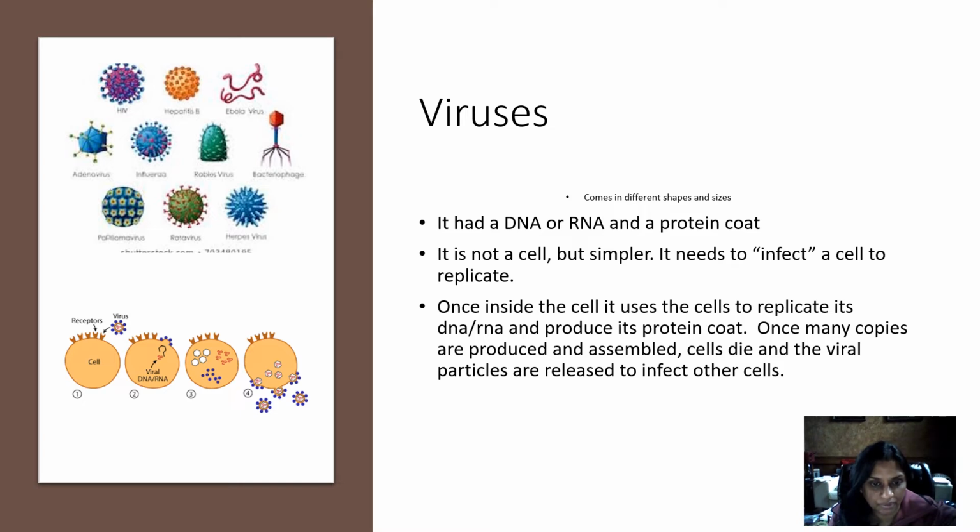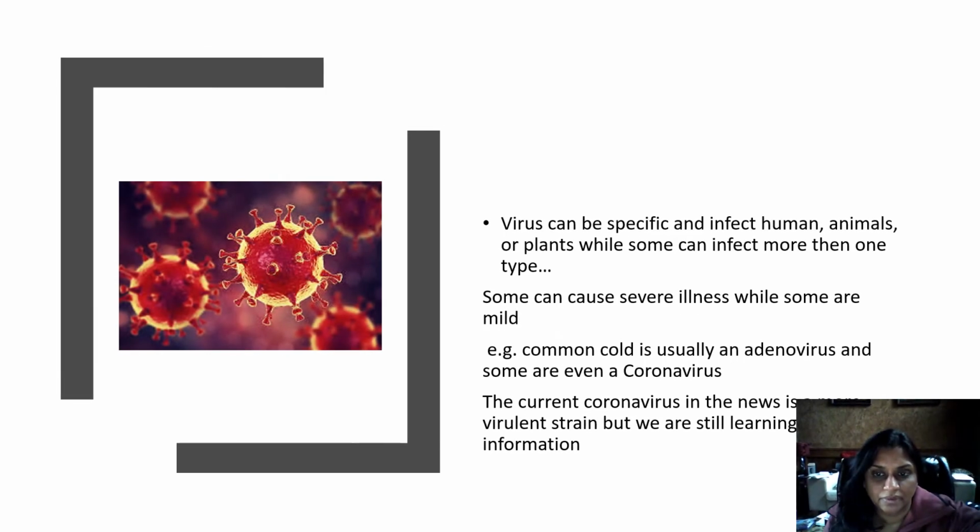In the case of a cold virus or the coronavirus, for example, some of the particles will be released when the person sneezes or coughs into airborne droplets. Now, a virus can be specific to a species and infect humans, animals, or plants, while some can infect more than one species. In the case of coronavirus, it can be transmitted from human to human.